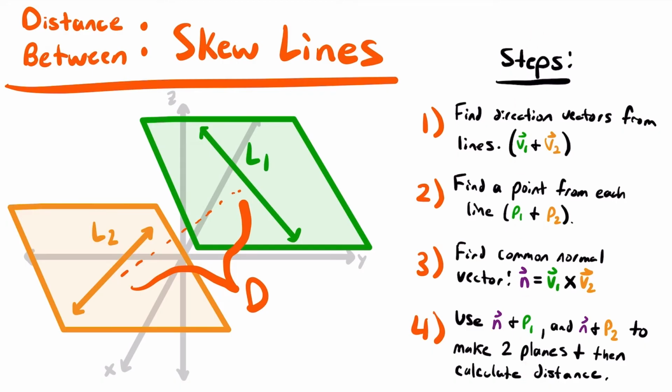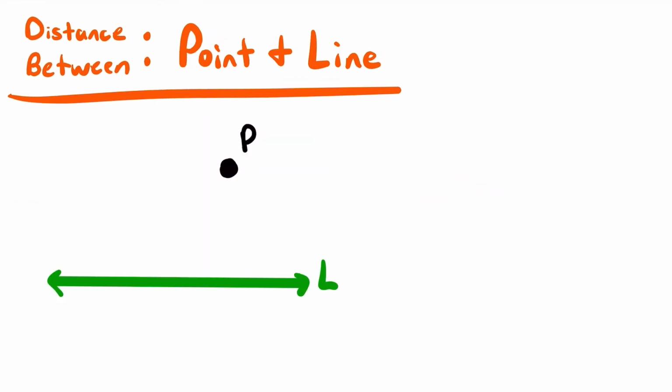Okay, but with that, there is still one more type of distance that we need to take a look at before we close out this lesson. All right, so finally, we want to find the distance between a point and a line in 3D space. And so here you can see I have a line L and a point P. We want to know the distance between this point and this line.